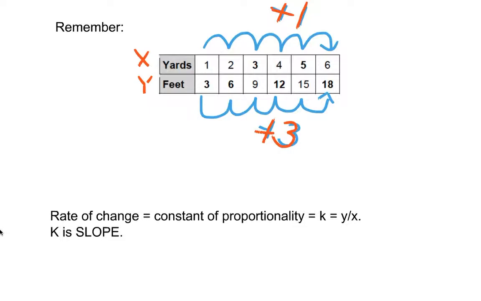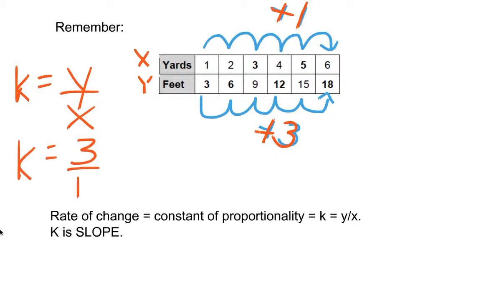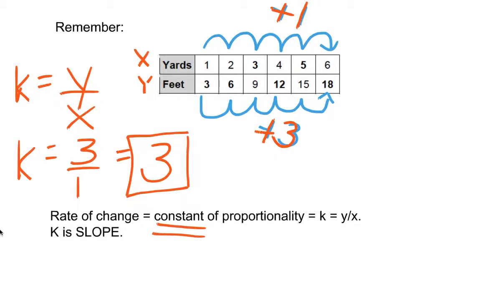So we can write that as the ratio of the slope, or k, equals y divided by x, which we did in 3.1, and the rate of change would be 3 over 1, or 3 divided by 1, which is equal to 3. So the rate of change would be 3. Please remember that it is constant, meaning it is consistent throughout. If it's not consistent, it's not going to have slope, and it's not going to be proportional.